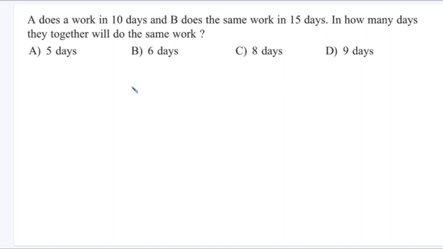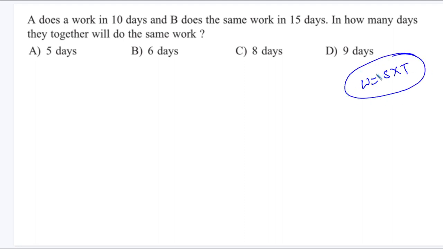Now let's discuss some questions which have come in the exam. One of the questions which came in the exam previous year was this. The question says A does a work in 10 days and B does the same work in 15 days. In how many days will they together do the same work? Well, you can see only the number of days is given for A and B. Though I discussed the formula as work done is equal to speed cross time.